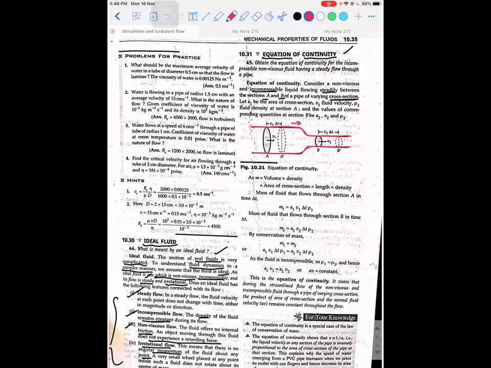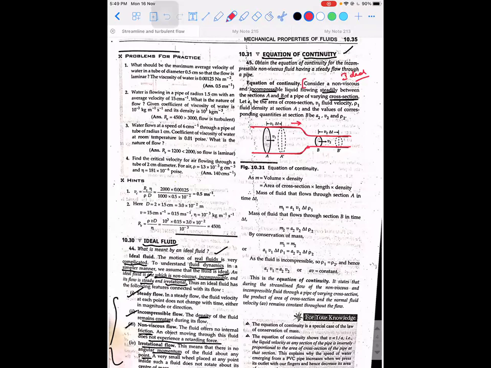Now comes an important question. What kind of a liquid is flowing inside it? Incompressible, sir. To put it in simple terms, it's an ideal fluid. You can directly say, consider an ideal fluid which is flowing between the points A and B of a tube of varying cross section.